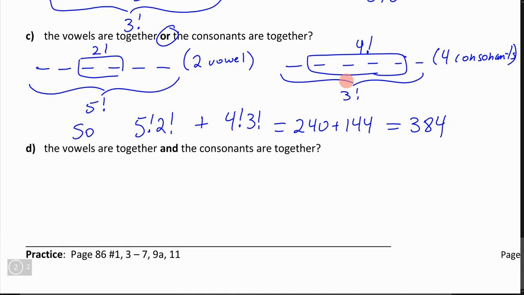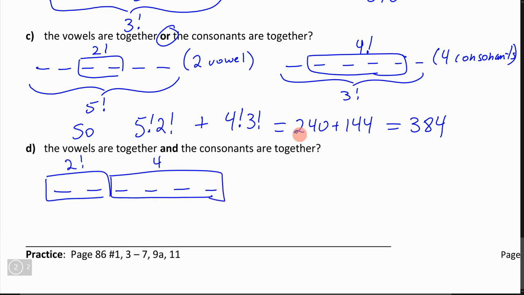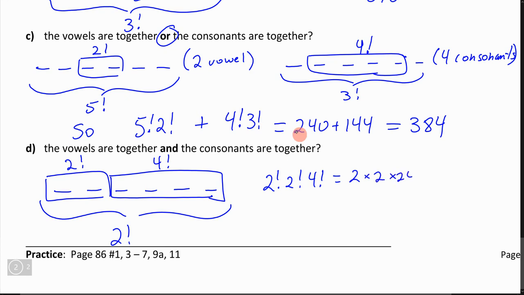Part D, the vowels are together and the consonants are together. So let's have a look. 1, 2, 3, 4, 5, 6. It would look something like this. Vowels together is 2 factorial. Consonants together is 4 factorial. And then you can either put the vowels first or you can put the consonants first, so you have 2 factorial ways of arranging the units. If I multiply all these three together, 2 factorial times 2 factorial times 4 factorial, I get 2 times 2 times 24, which is 96 arrangements.